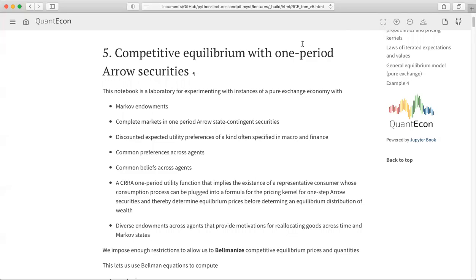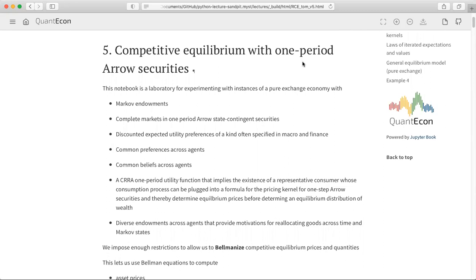Hi, I want to continue talking about some examples of competitive equilibria with complete markets trading one-period Arrow securities. And I've converted this Jupyter notebook into the beginning of a QuantEcon lecture. So to just remind you where we were, we've got Markov endowments, the setting.